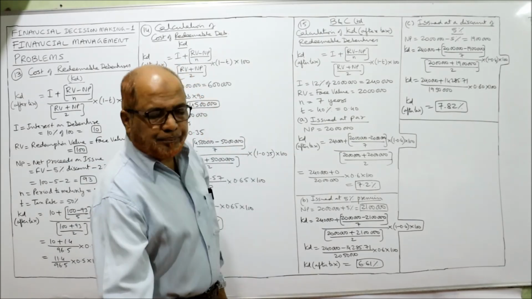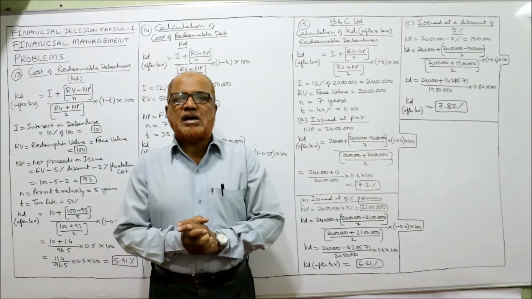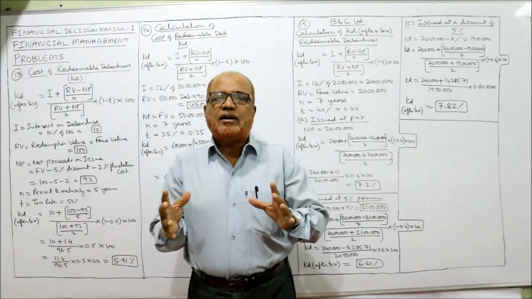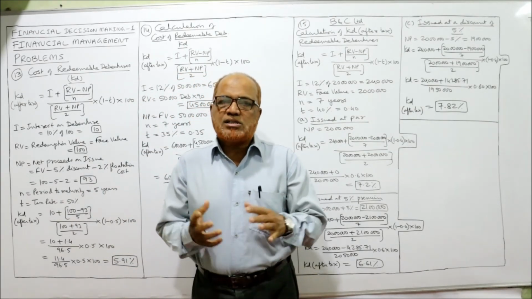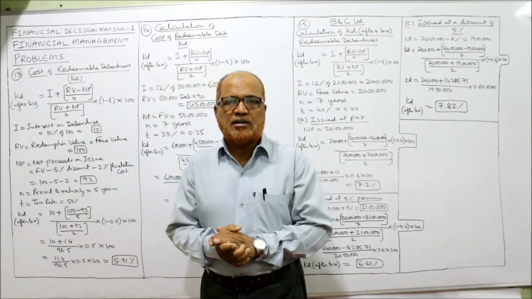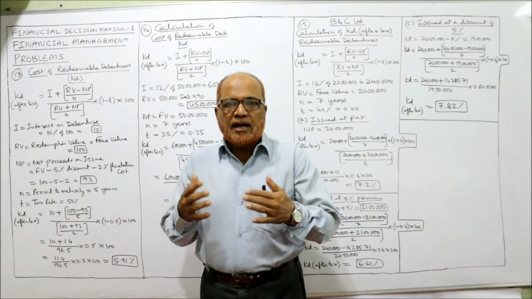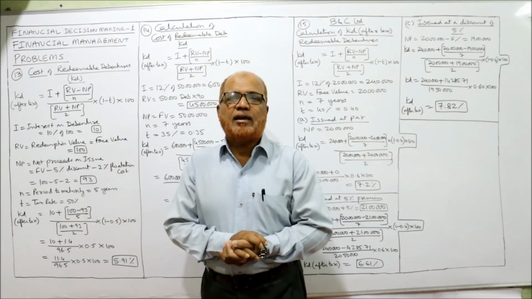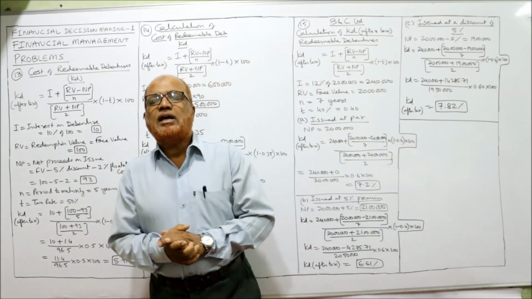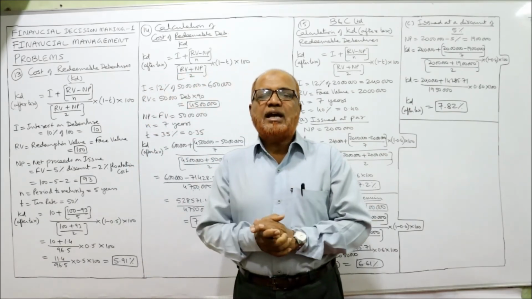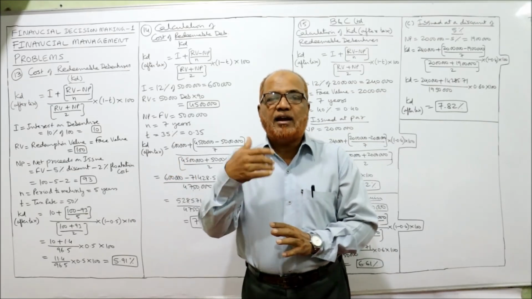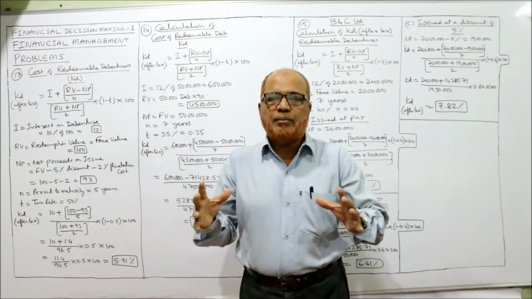See here, totally 15 problems I have completed in these 3 videos, covering different topics of financial management. Starting, we have done the problems on computing the returns, expected return, average return. And next, we have done the problems on calculating the cost of capital. We did the problems on KD: first KD irredeemable debt, then these problems on KD redeemable debt, where the formula is different.